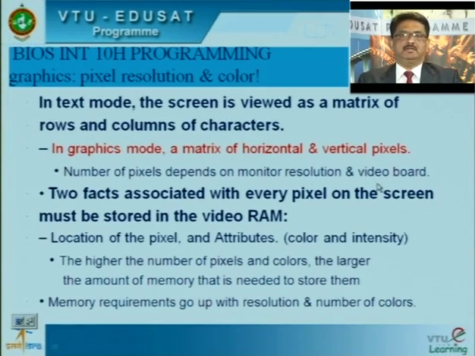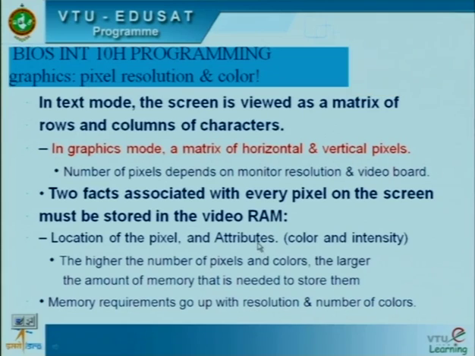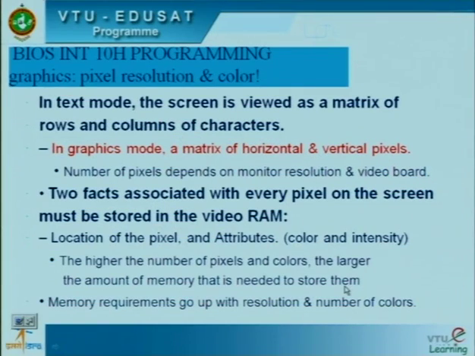and the video board. As the number of pixels per screen increases, the resolution, the clarity also increases. The two facts associated with every pixel on the screen that must be stored in the video RAM are the location of the pixel and the attribute of the pixel. The first is in which position the pixel is present. The second is what the attribute of the pixel is. The pixel attribute is specified by the color and the intensity.